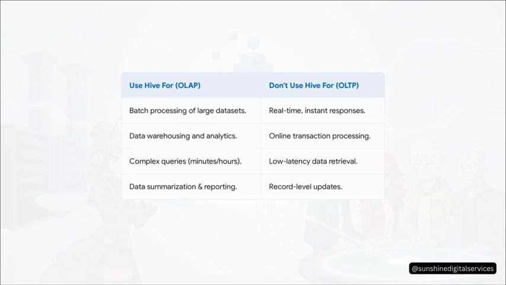It's what we call an OLAP system, online analytical processing. It's built to answer big, complex questions over huge amounts of historical data, like what were our total sales by region last quarter? These queries can take minutes, even hours, and that's okay. What it's not is an OLTP system for real-time transactions. You would never ever use Hive to power an e-commerce shopping cart that needs an instant response.